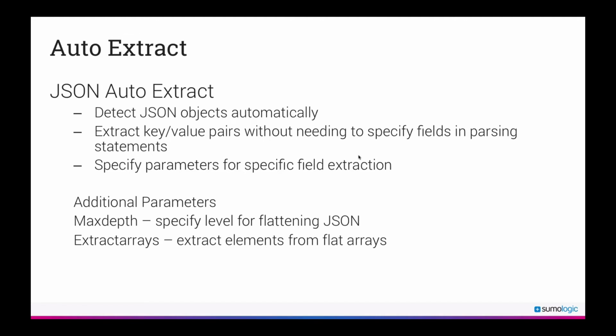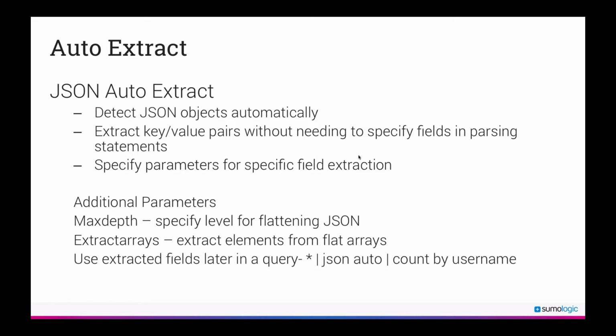Now there are also additional parameters you can use. Since JSON is a hierarchical data structure that can have many levels of objects and arrays, you can use the max depth parameter to specify the level at which to flatten the JSON. Also, you can use the JSON auto extract arrays parameter to extract elements from flat arrays, with each element of the array as a separate key value pair. Non-flat arrays, or arrays containing other JSON objects or arrays, are extracted by default.